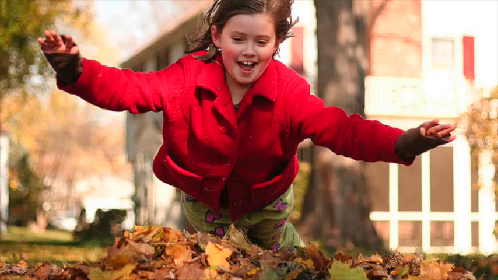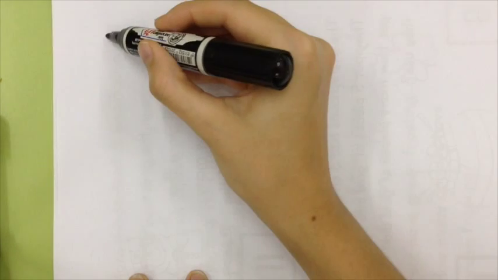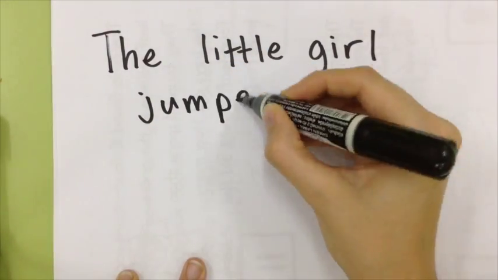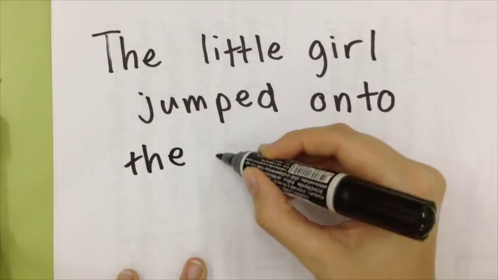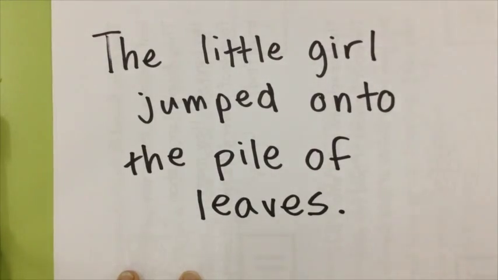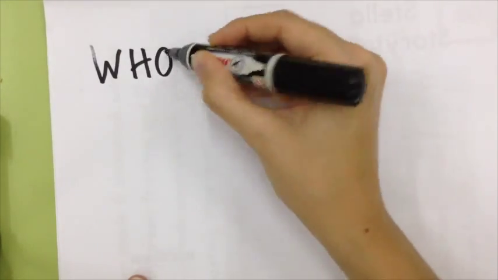Okay, here's a sentence. The little girl jumped onto the pile of leaves. This sentence is okay, but how can we better describe this sentence using onomatopoeia? How can we make our readers hear what's happening?